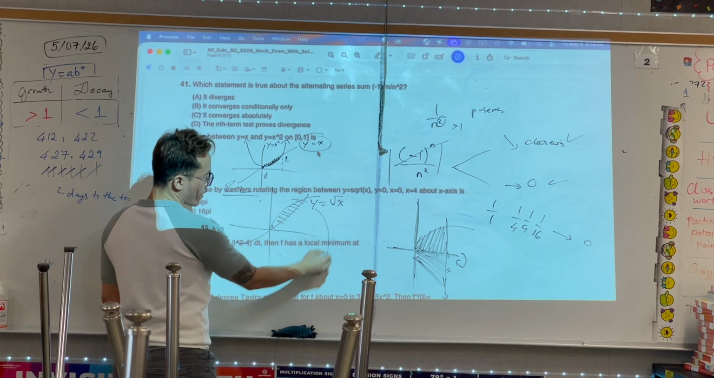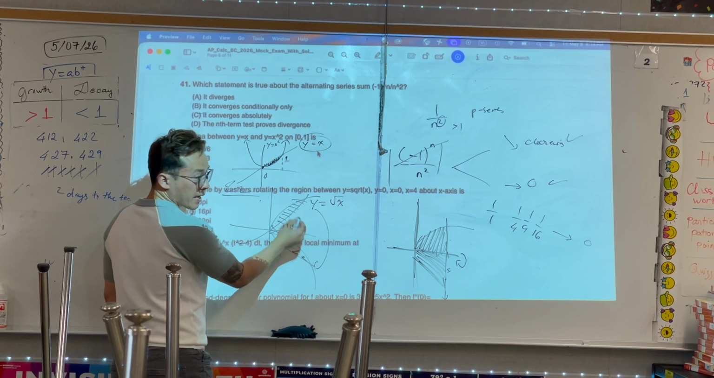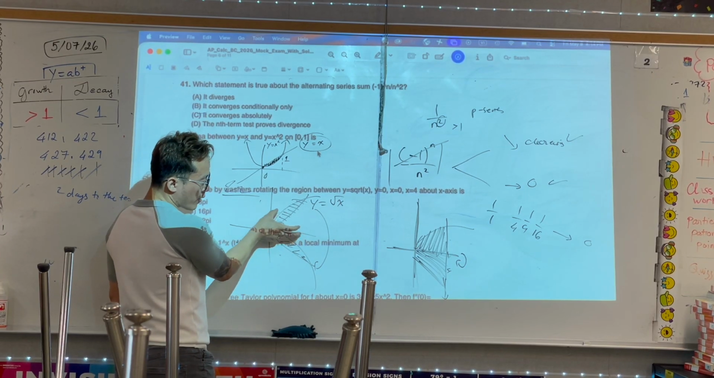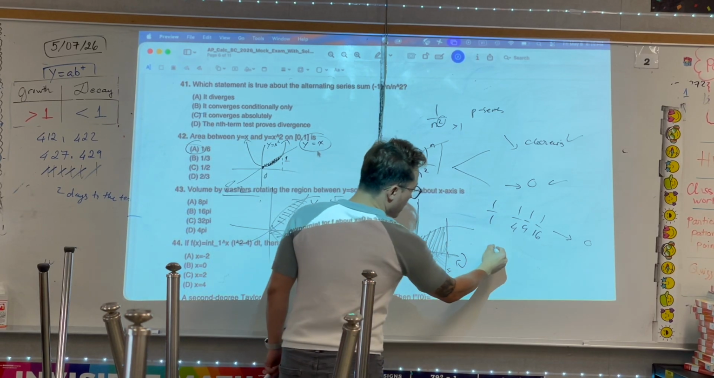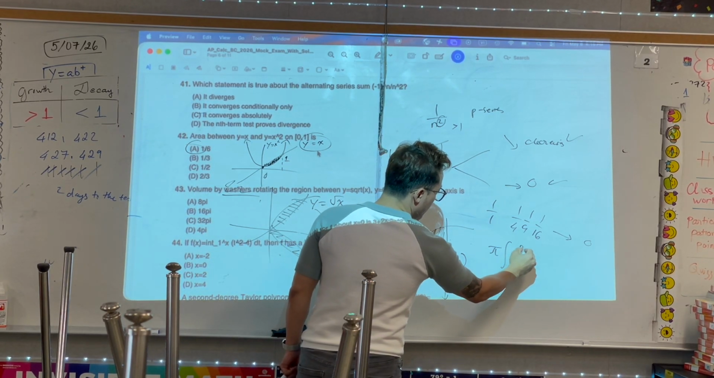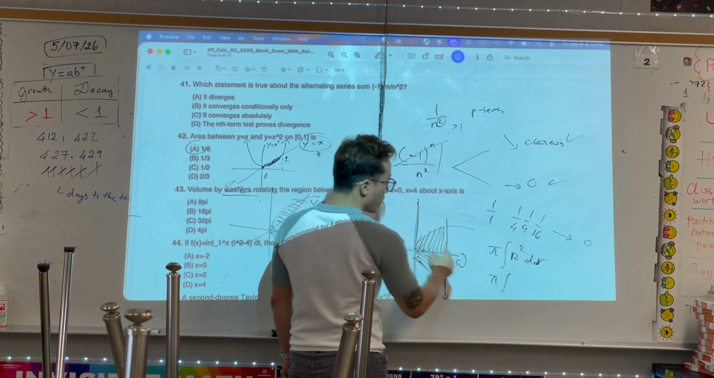That's it, right? When you rotate it, you have a hole inside. You have two things: outside radius and inside radius. Remember? So washer is pi r squared, where r is the radius.